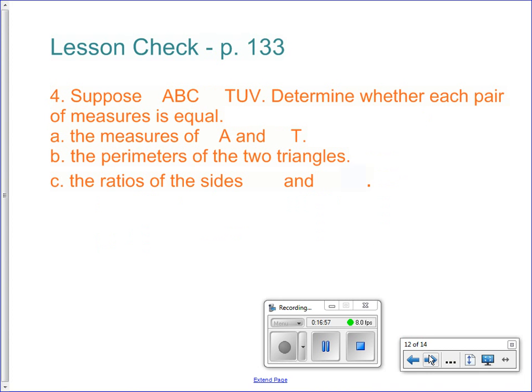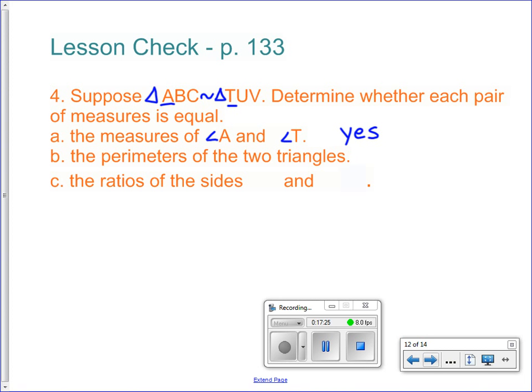Okay, number 4. Suppose triangle ABC is similar to triangle TUV. Determine whether each pair of measures is equal. The measures of angle A and angle T. Since A is listed first and T is listed first, our answer is yes. These two angles will have equal measures.